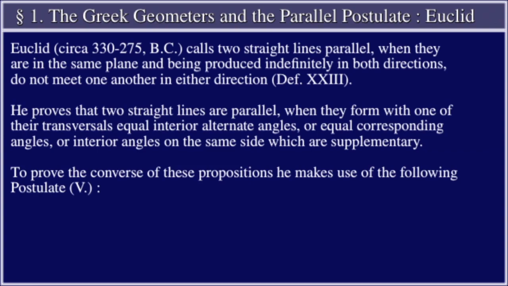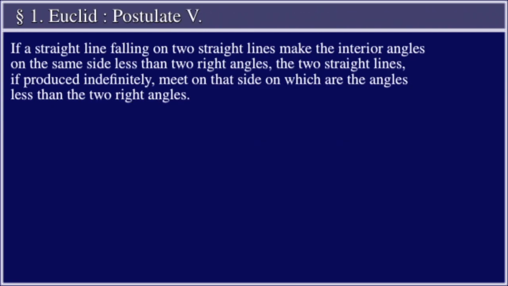To prove the converse of these propositions, he makes use of the following postulate. 5. If a straight line falling on two straight lines makes the interior angles on the same side less than two right angles, the two straight lines, if produced indefinitely, meet on that side on which are the angles less than the two right angles.